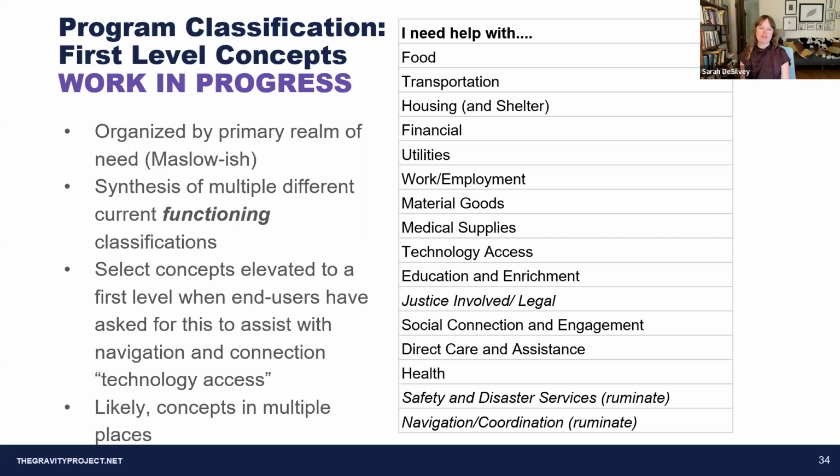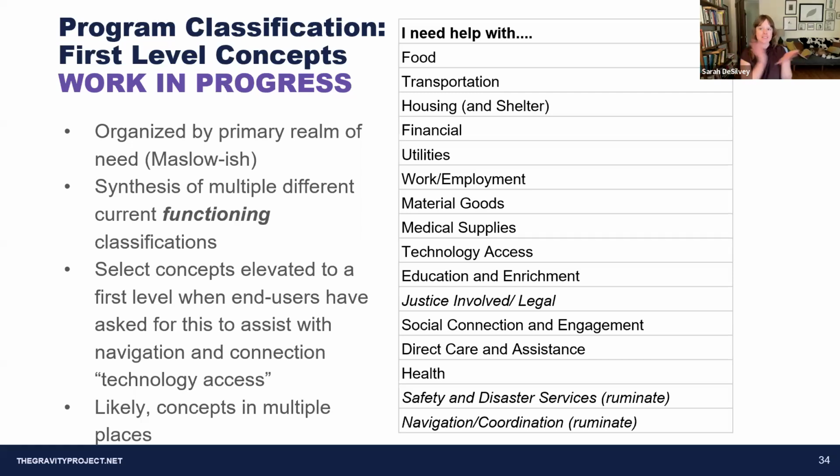The primary realm of need is the basic highest level thing, right? And again, because the idea was to assist not just with directed navigation through a care coordinator or community health worker, but also self-navigation, right? Like a person or a patient or a client encountering a navigation all on their own. And so it's the highest level: I need help with X, right? And so these concepts are the concepts that we arrived at: food, transportation, housing, and shelter.